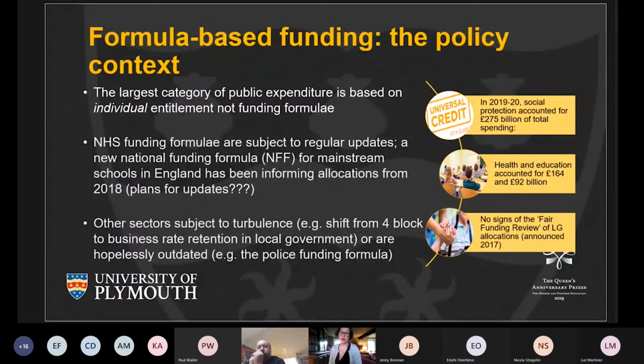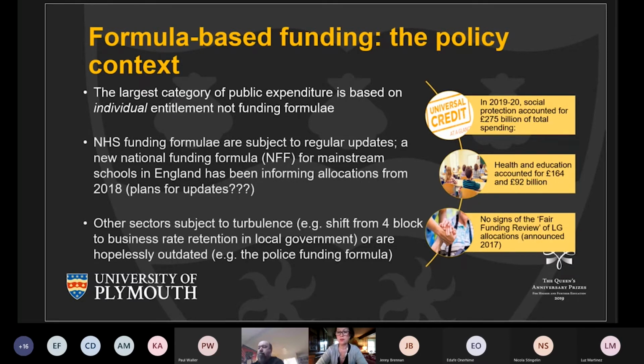In other cases, we've got hopelessly outdated formulae. So the police funding formula, the original research that underpins this, I think, was undertaken in about 2005. And that wasn't released, so it wasn't transparent. There was an attempt to upgrade that formula in 2015, but as I'll come to later, it was very problematic.